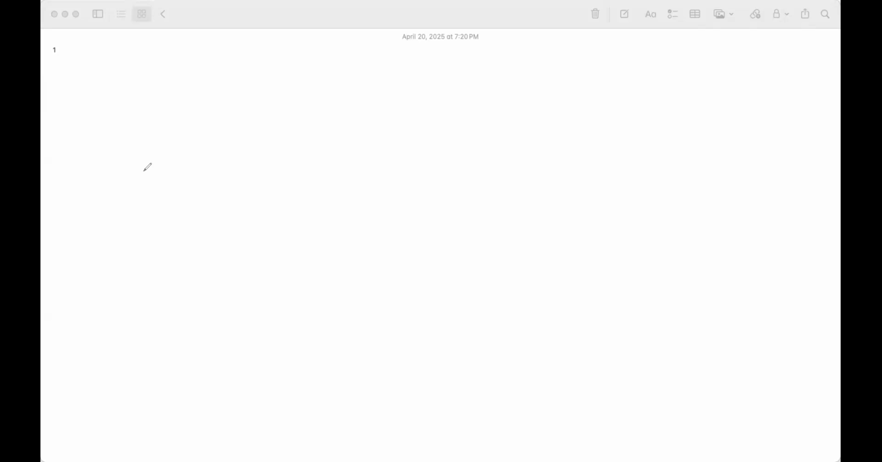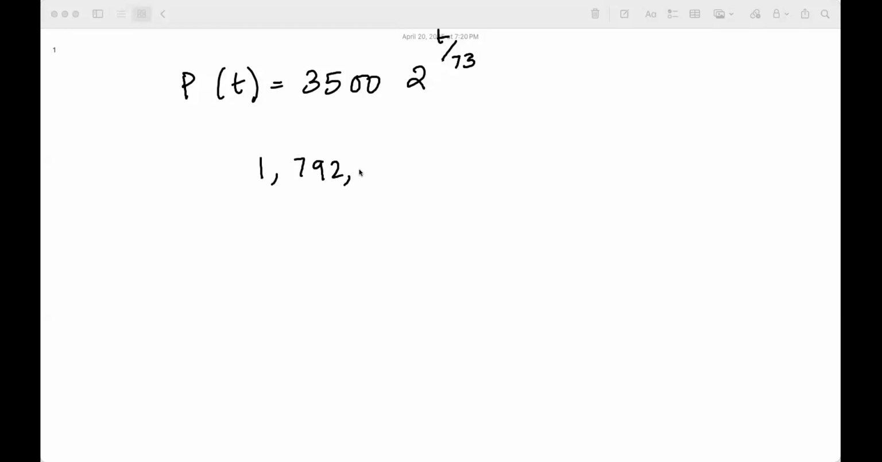How about this? The population P of a bacteria is given by this equation. How long will it take for the population to reach this value? So this is your final value of the population at time t, right? So you have to find t.